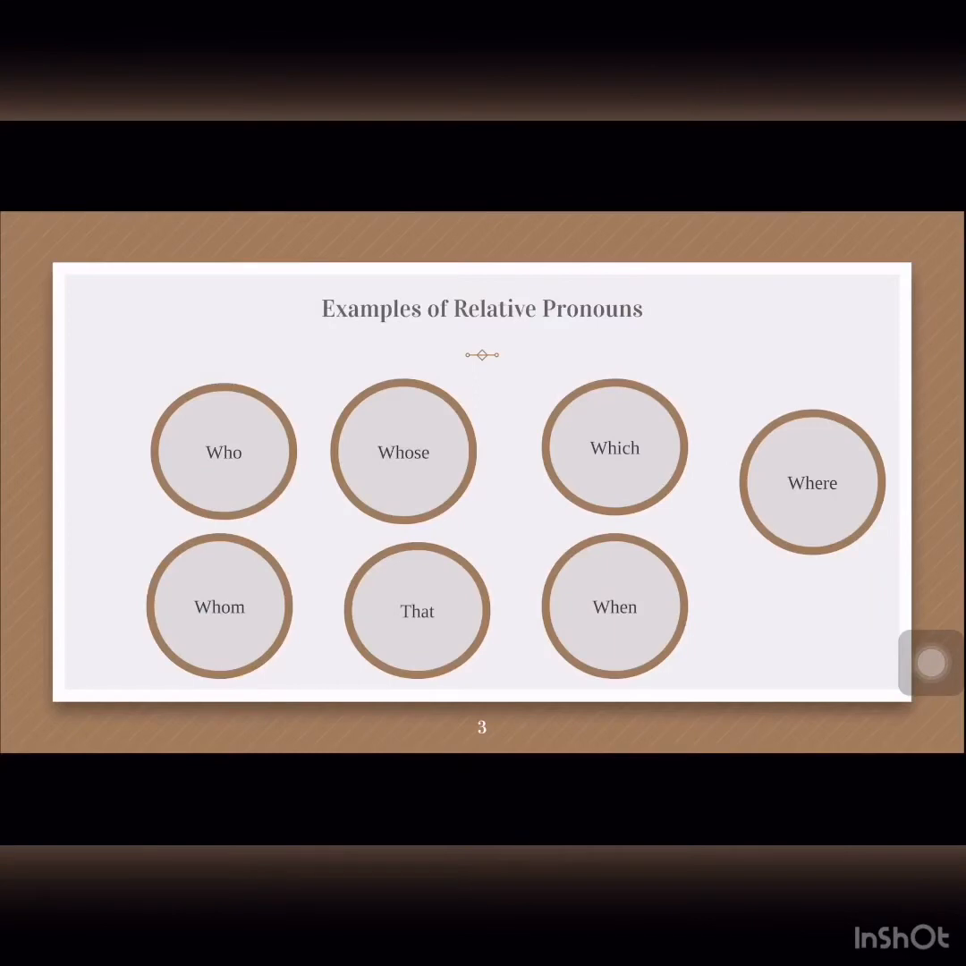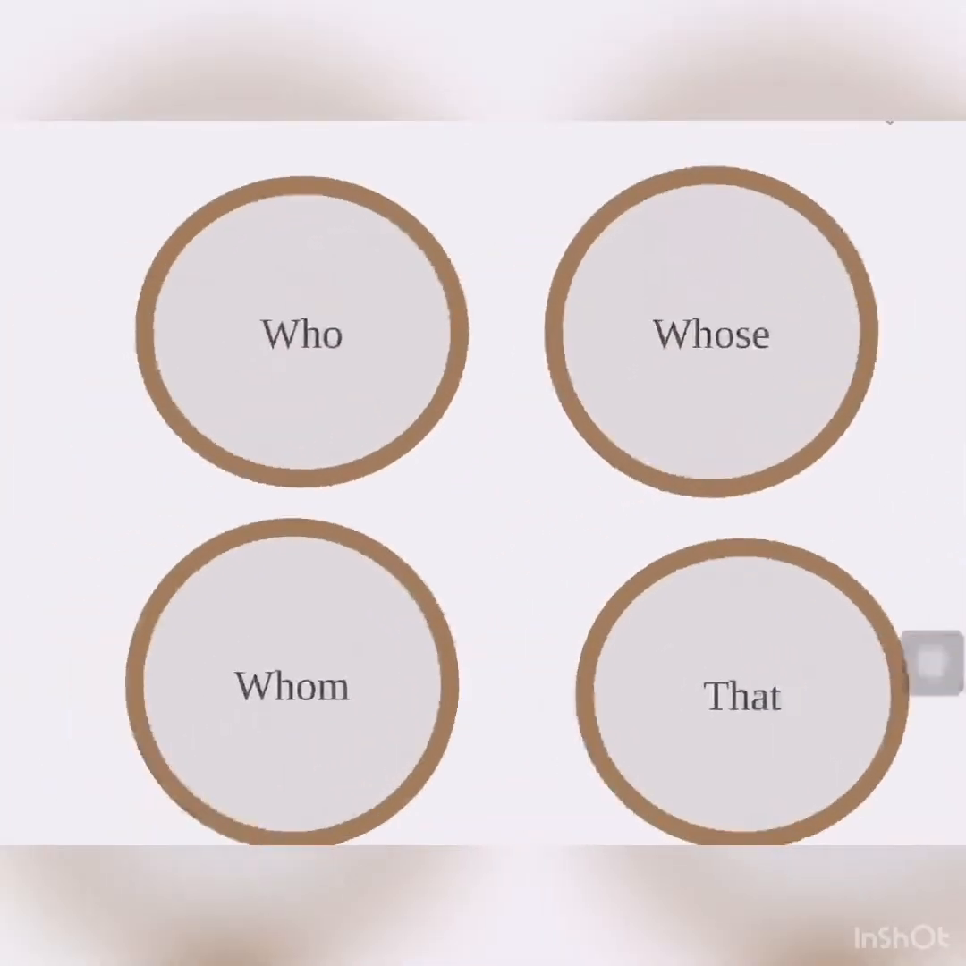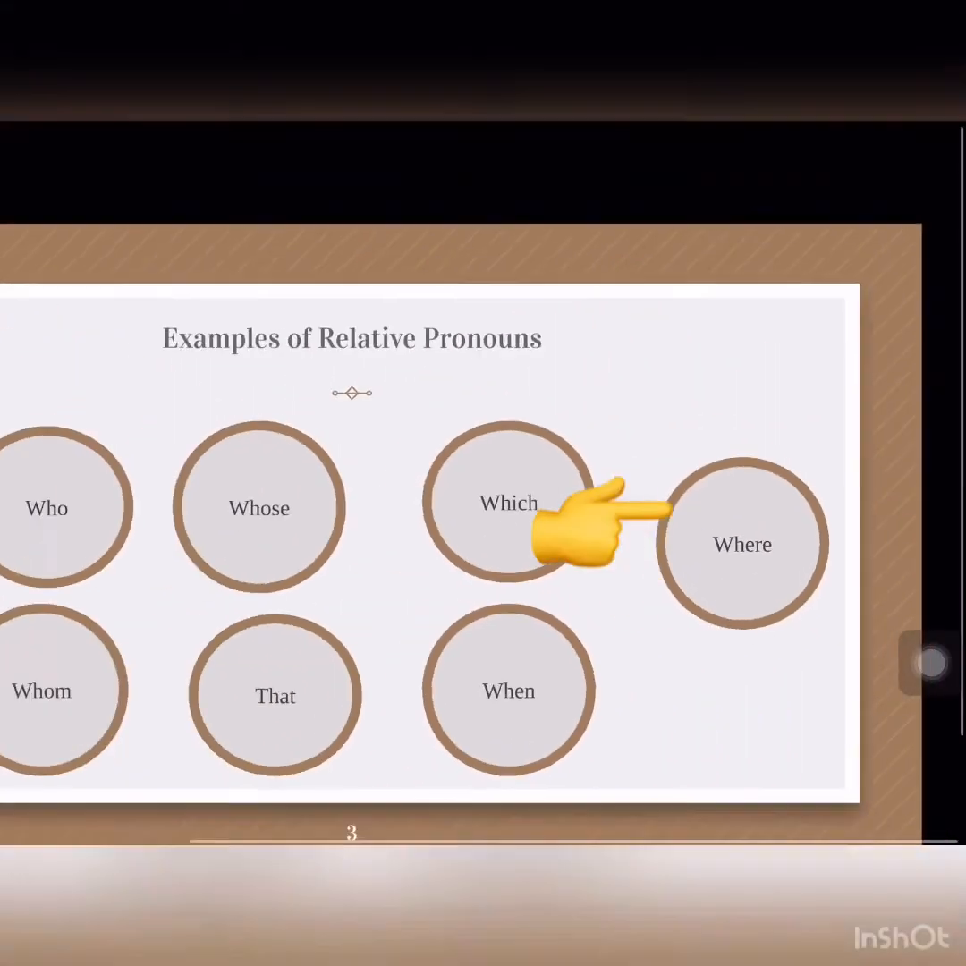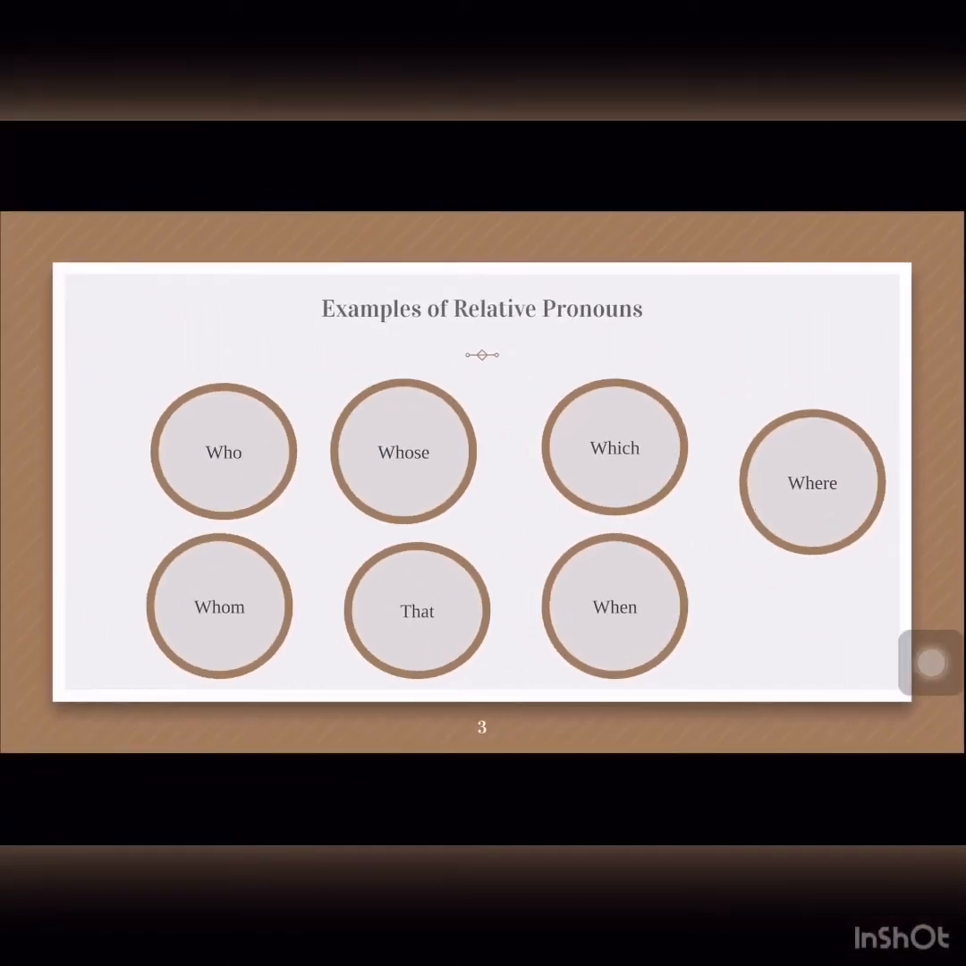Again, I know that you will laugh at me because I keep on asking everyone what is a pronoun. Now here we are again. So there are some examples of relative pronouns. I give you 7 here: who, whose, that, which, when, and where. So these are all relative pronouns, okay?